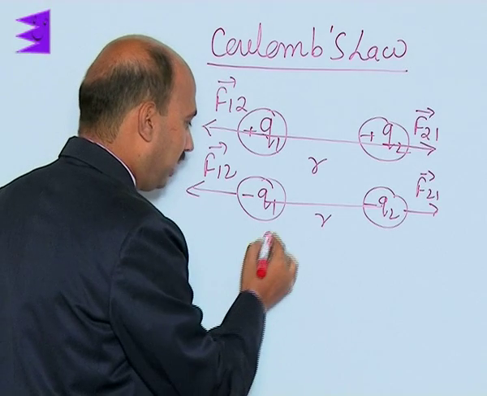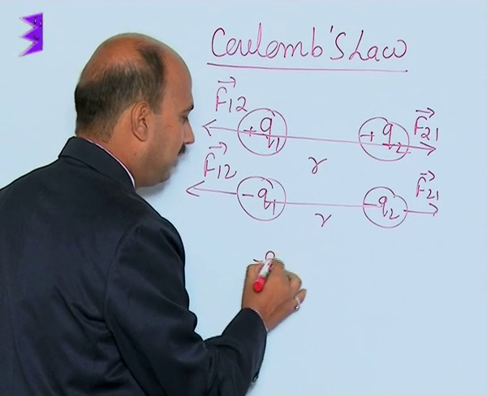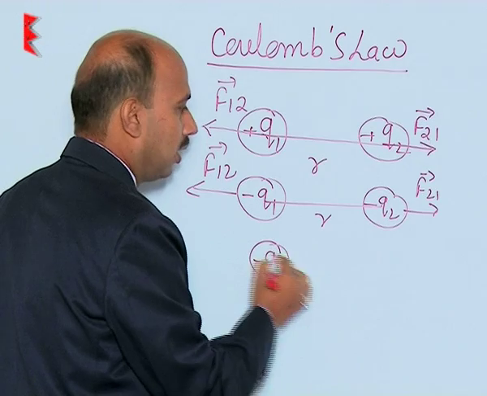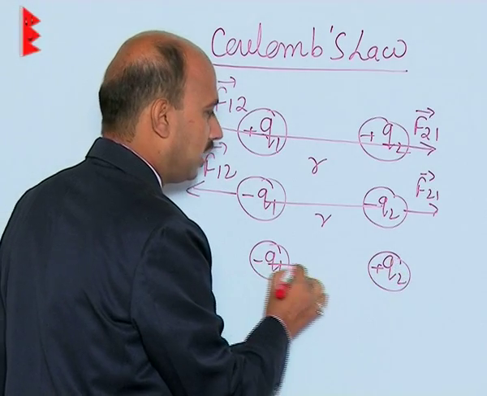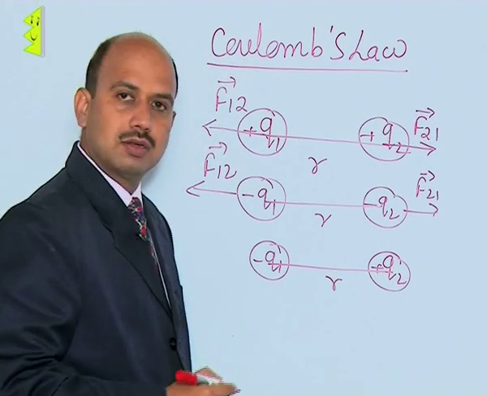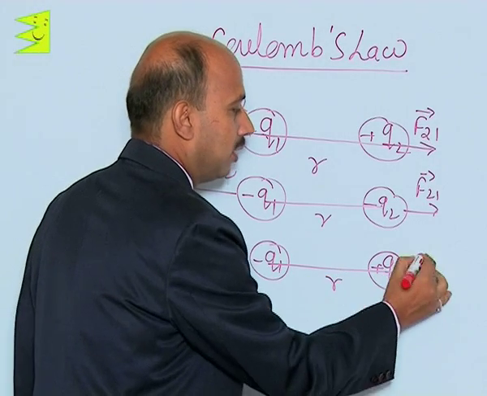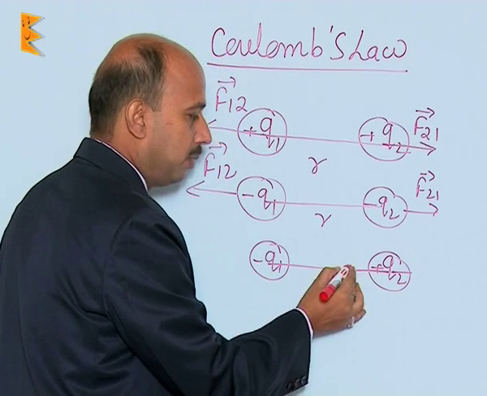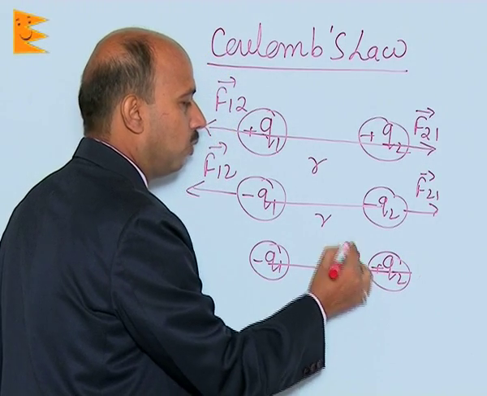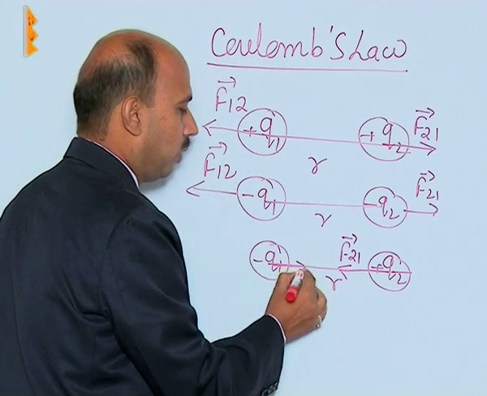Suppose you have taken one negative charge q1 and one positive charge q2, both point charges separated by the distance r. Here the force is acting, F21, but this is negative and this is positive, so this is being attracted to this side, so F21 to this side and F12 to this side.